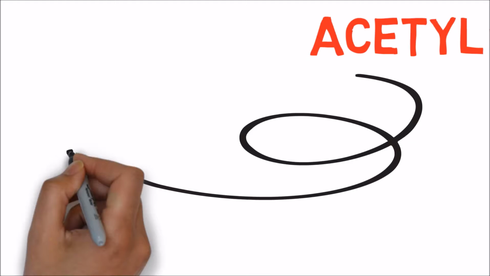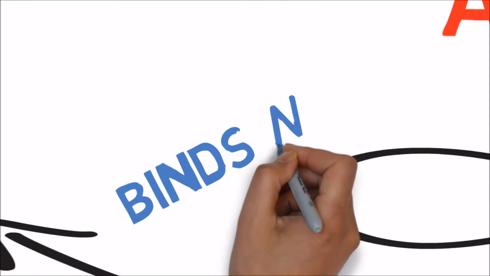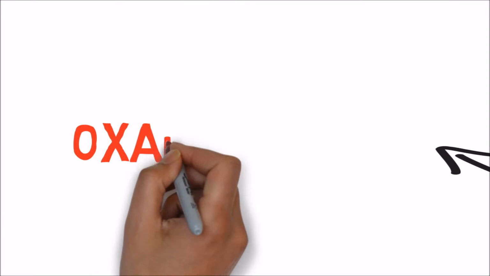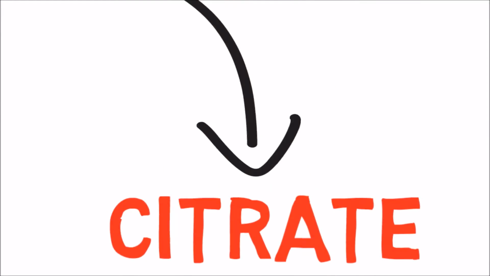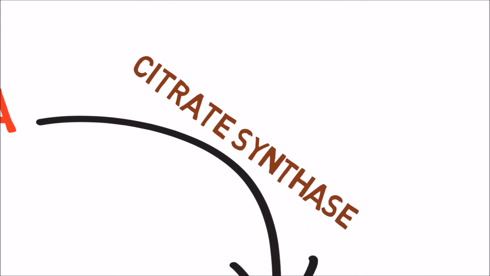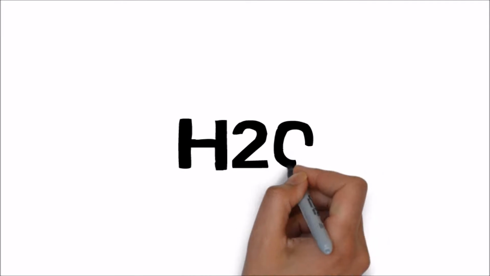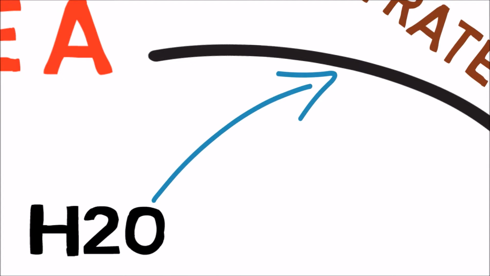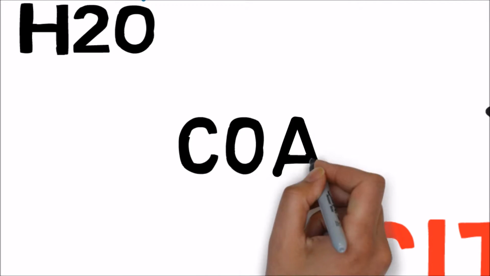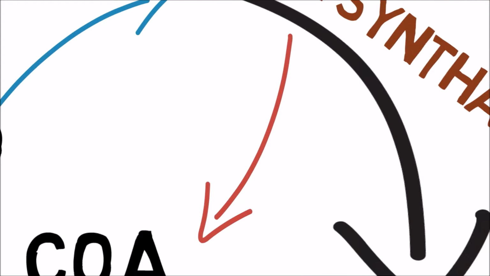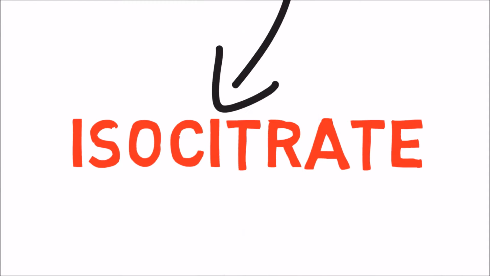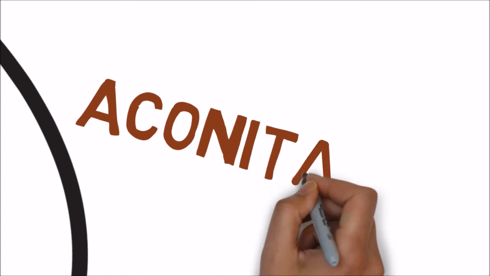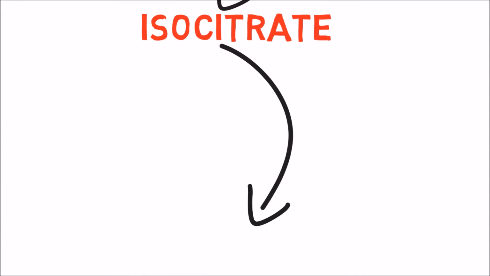In this stage, acetyl coenzyme A is formed and binds with the oxaloacetate, which is the 4-carbon compound, and then the acetyl coenzyme A will produce the citrate by the citrate synthase. The water also will diffuse in, which is hydrolysis. CoA also will diffuse out. Citrate is a 6-carbon compound and produces isocitrate by the aconitase. Isocitrate is also a 6-carbon compound.